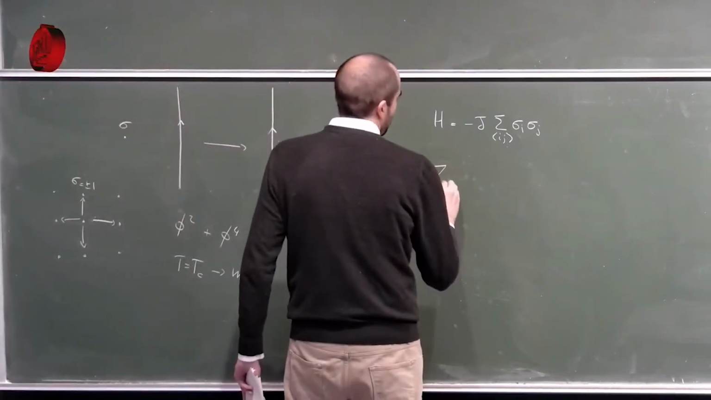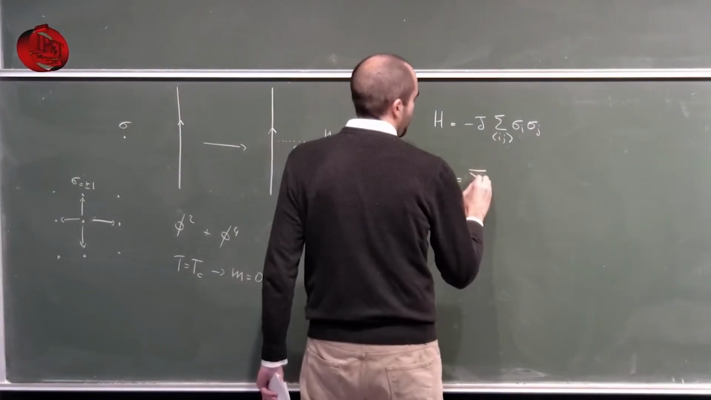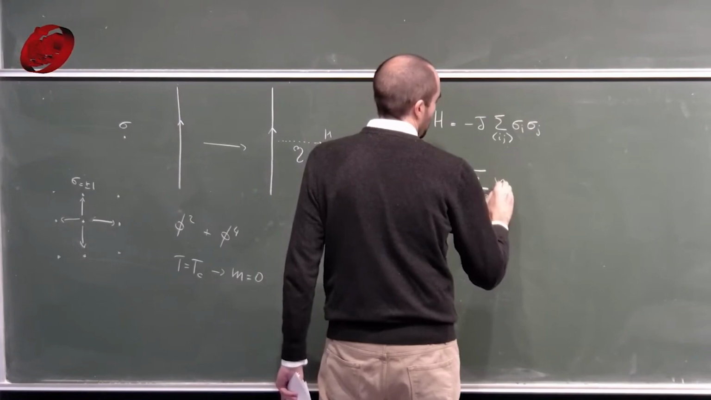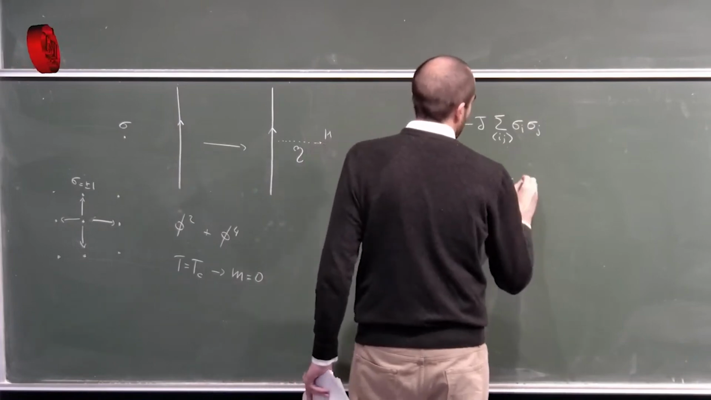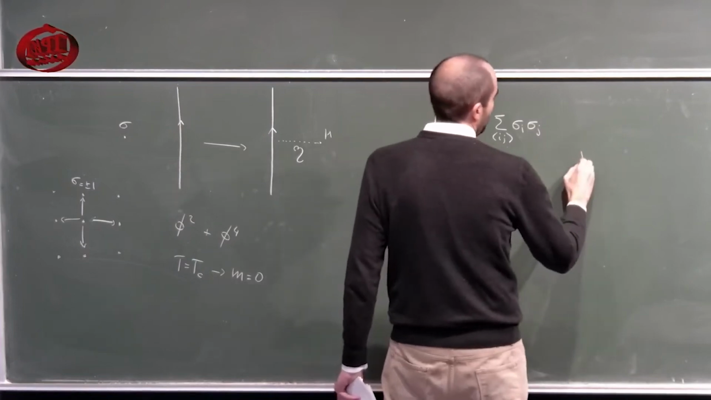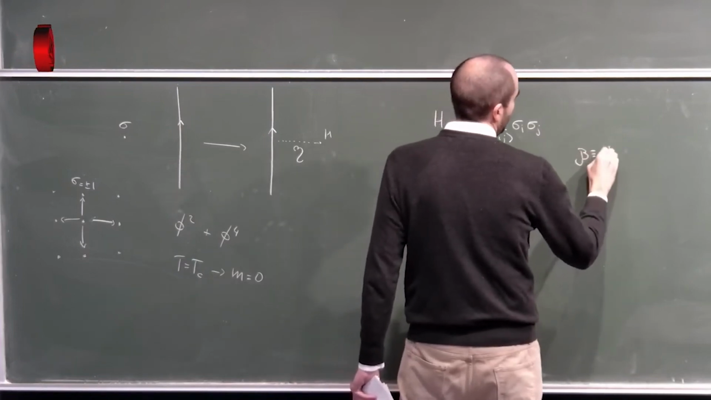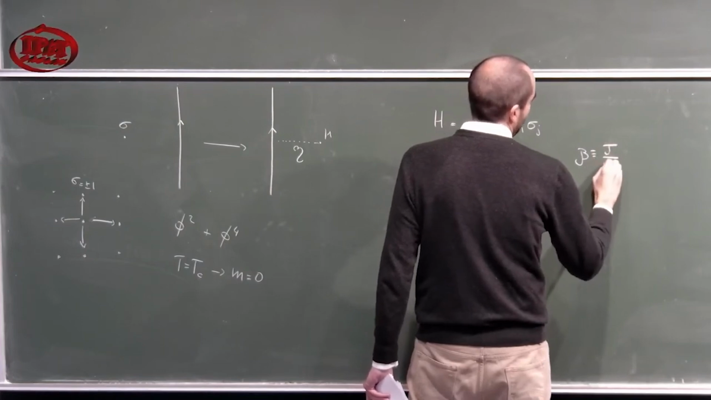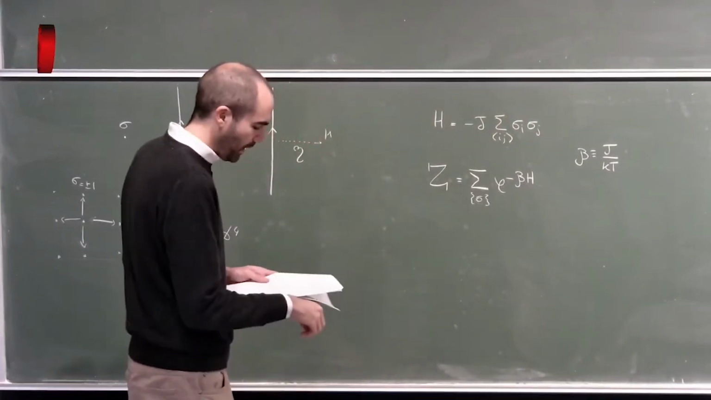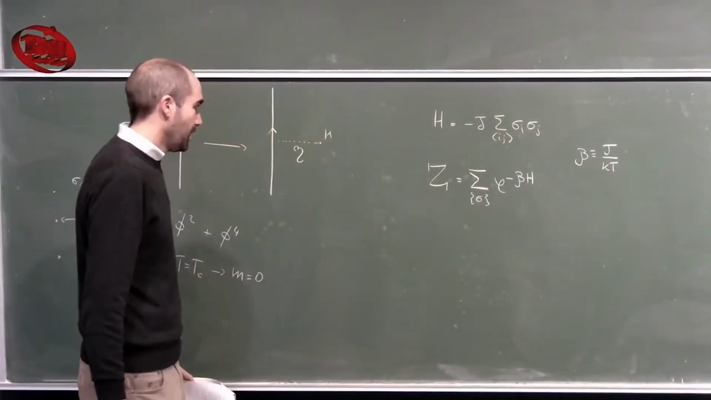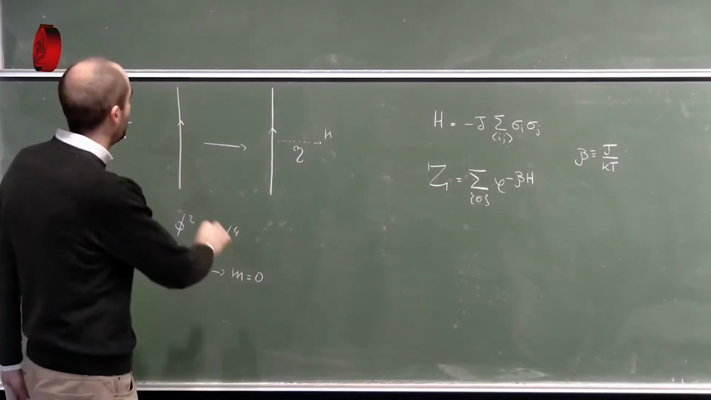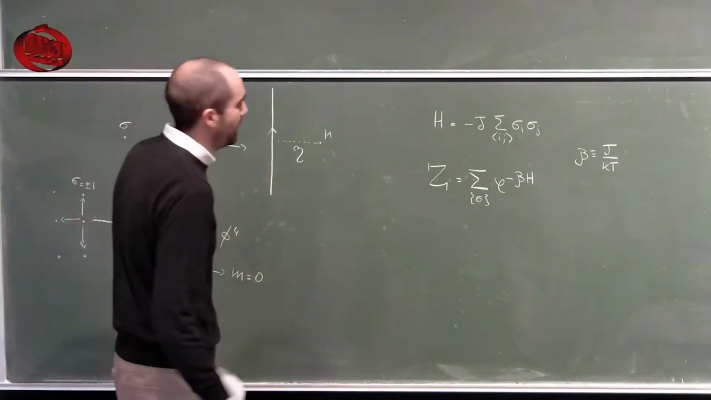Well, then the partition function can be written as usual as a sum over all the possible configurations of spins, e to the minus beta times the Hamiltonian. And let me define beta not as the inverse temperature, but as the coupling over the temperature. It's more convenient in this story. And so what we're going to do next are some manipulations of these expressions that will show us the duality between high and low temperature.